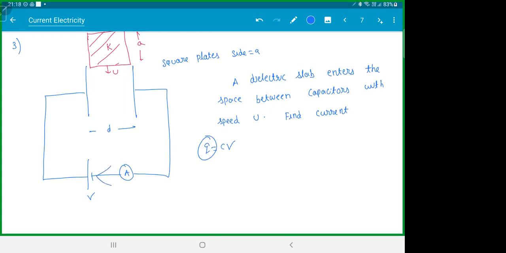As the slab is going inside, C is continuously increasing. So Q is continuously increasing, meaning the battery has to provide continuous current. Find the current. Are you getting why there will be a current? If the slab is going inside, C will increase. If C increases, Q is equal to CV, Q will increase. If Q increases, there will be a current because rate of change of charge is current.